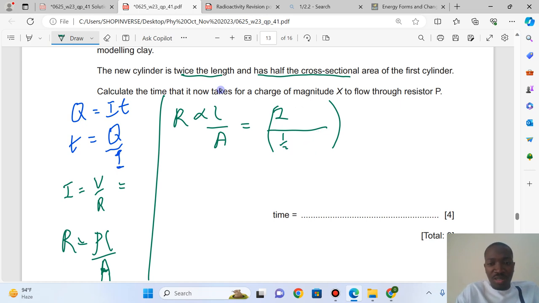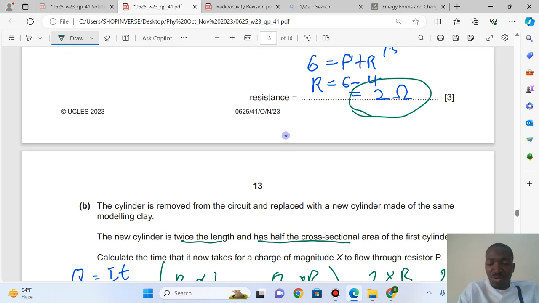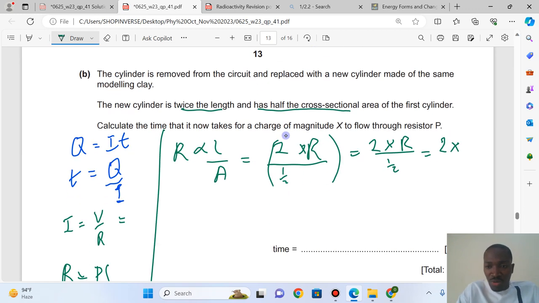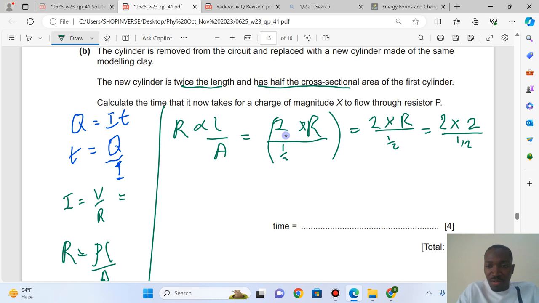So we don't need this. What we need is just that resistance is proportional to length and inversely proportional to area. If the length is twice, we multiply the original resistance by 2. And if the area is half, we divide the original resistance by half. So that will be 2 times R divided by half. What's the original resistance? The original resistance is the value you calculated here, 2 ohms. So 2 times 2 divided by half. 2 times 2 is 4. 4 divided by half will give us 8. So it is this resistance of 8 ohms that we are using here.